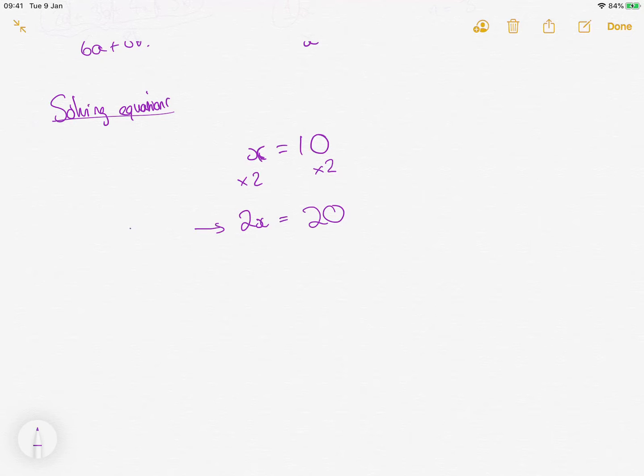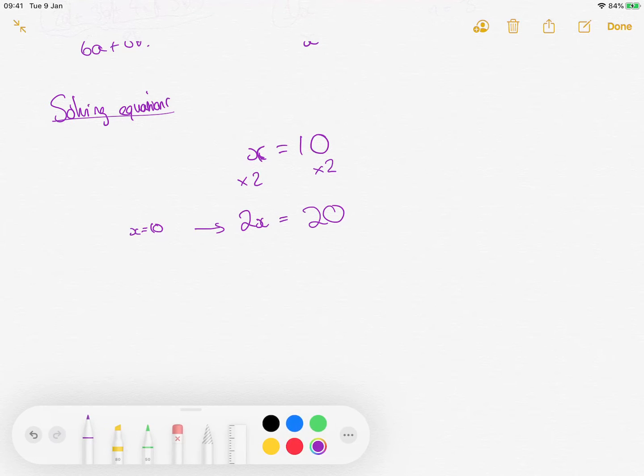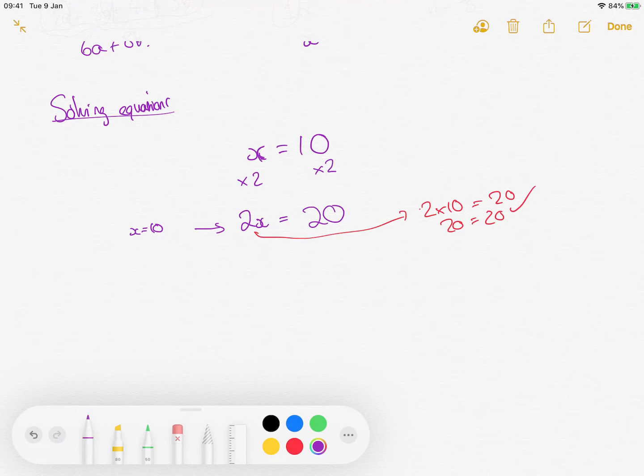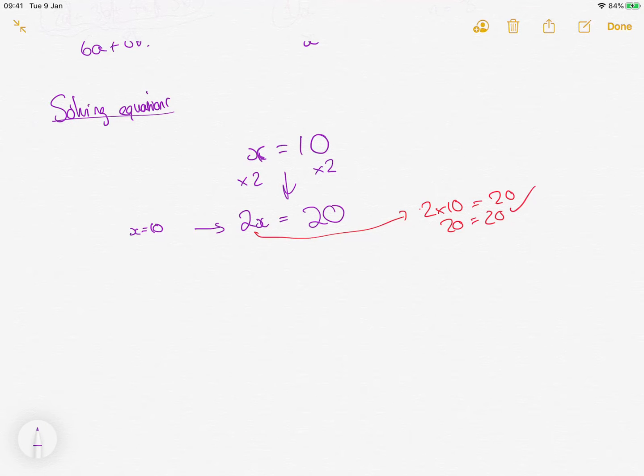So if I subbed x equals 10 into there, would this equation make sense? Well, what this is telling me to do is do 2 times 10 equals 20. Well, 20 does equal 20, so yes, right. So if I do the same thing to both sides, then my equation is still true. So let's just do something else to the equation.